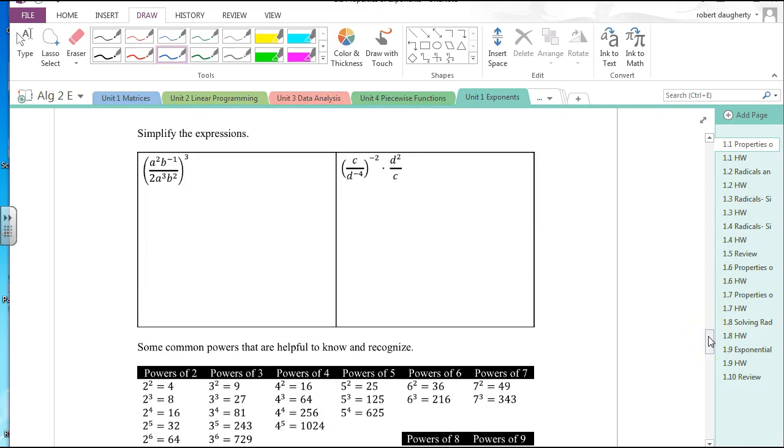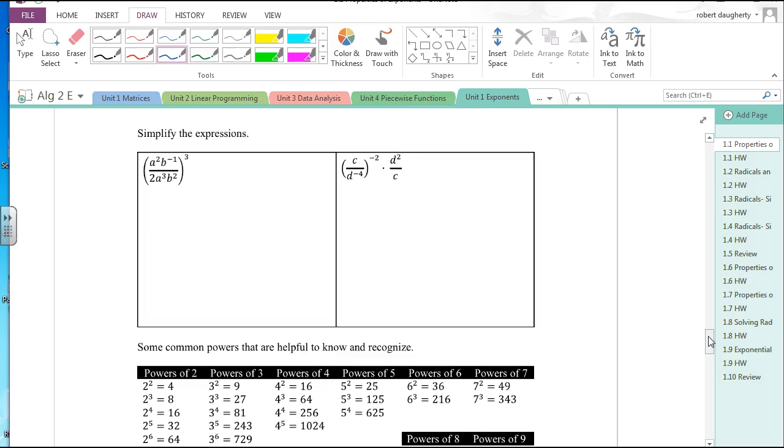Okay. They progressively get a little bit harder. Okay, look at this one. The next one here: a squared b to the negative 1 over 2a cubed b squared, all cubed. One of the strategies with a lot of these: you could take care of that negative exponent to begin with, or you can just take care of the cube on the outside. Let's just take care of this cube. What is being cubed?